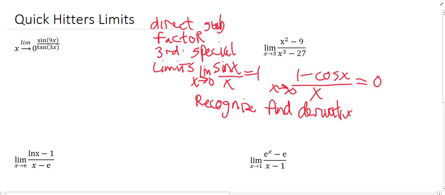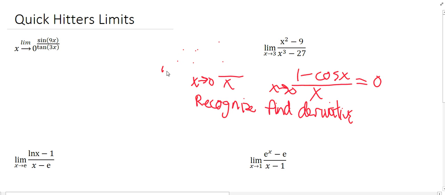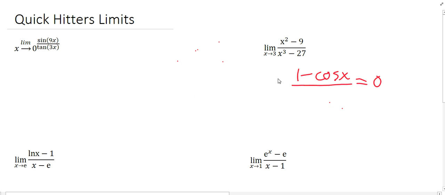So let's take a look at these 3 or 4 problems here, see if we can make some sense out of it. We'll try direct substitution and factoring and run through the list until we find an answer here. Alright, so the first one here we have some trigonometry. We have sine 9x over tan of 3x. You plug in a 0, you get sine of 0, which is 0, over tan of 0, which is 0 as well. So it's a 0 over 0. You can't determine that one.